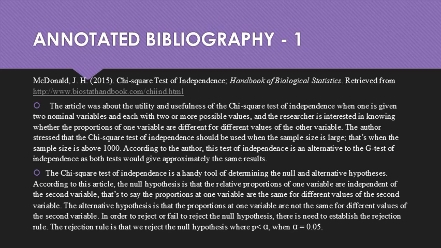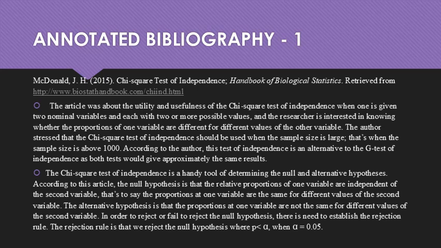The author stressed that the Chi-square test of independence should be used when the sample size is large, thus when the size is above 1000. According to the author, this test of independence is an alternative to the G test of independence, as both tests will give approximately the same results. The Chi-square test of independence is a handy tool of determining the null and alternative hypothesis.